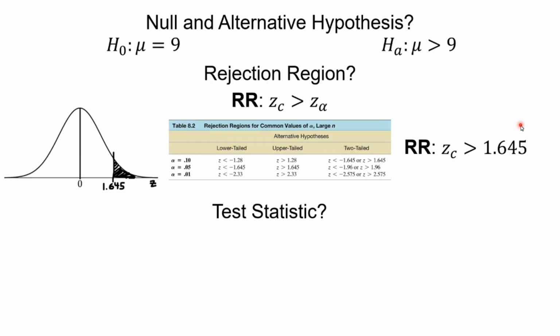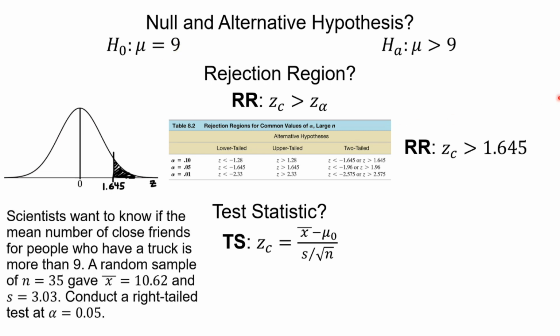So here's our test statistic. z subscript c equals the statistic we got minus a hypothesized value of mu. That's just the number that we see in either the null or the alternative hypothesis. It'll be the same number in both cases. And then we divide by the standard error, the spread in the sampling distribution of the statistic.